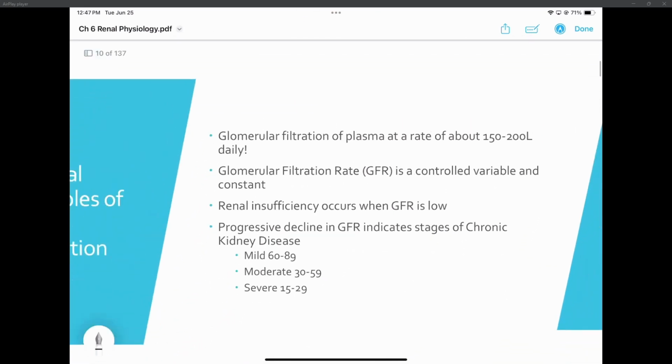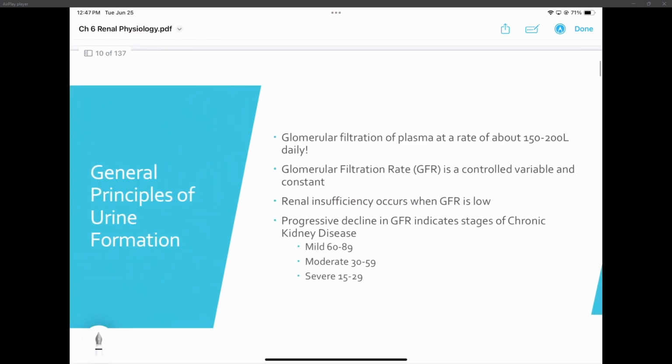So let's talk about glomerular filtration, so urine formation. We will filter 150 to 200 liters of fluid daily by our kidneys. Obviously, we are not peeing 100 liters a day. So we have to reabsorb about 98% of that, so we get it back into our system.